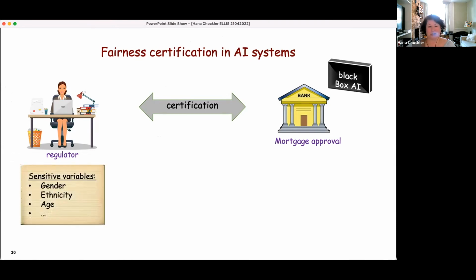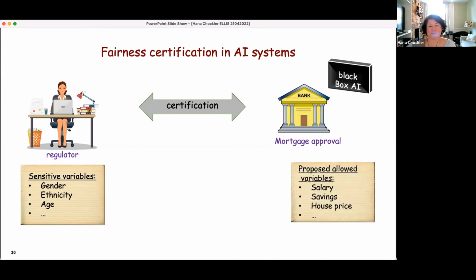So the procedure we propose first starts with the sensitive variables that the regulator has. It's not actually up for discussion or any type of negotiation, because this is defined by law: gender, ethnicity, age, religion, etc. There is also disability. It is part of the Equal Opportunity Act in the US, and there is equivalent legislation in the UK.